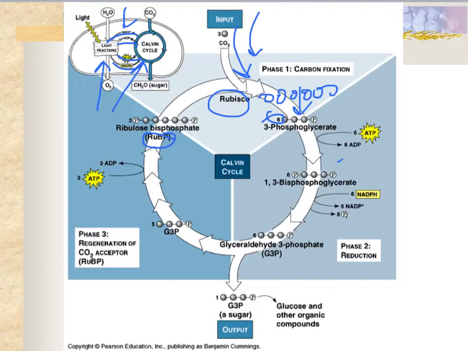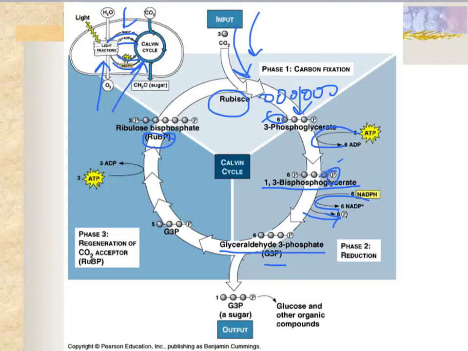So 6 ATPs are going to be reduced to ADPs. So these phosphates are added on here, so it becomes 1,3-biphosphoglycerate. And then again, we have the same thing happening here, NADPH becoming NADP, losing a phosphate. So now we have glyceraldehyde 3-phosphate, which is G3P.